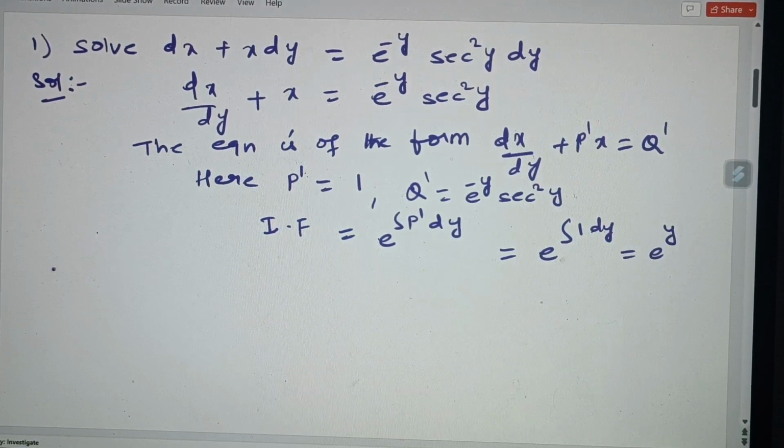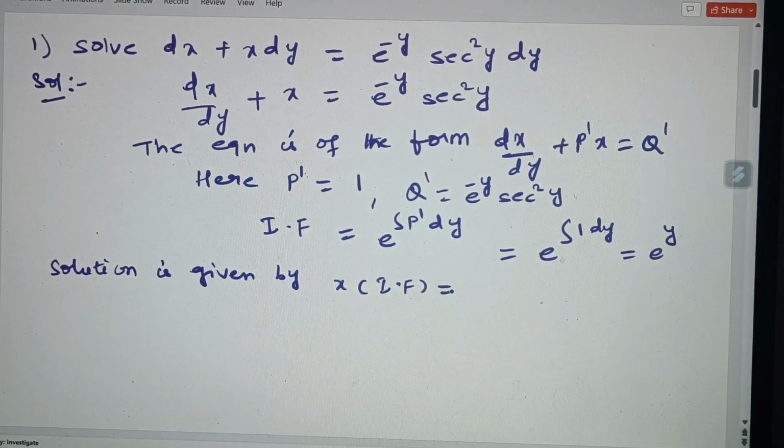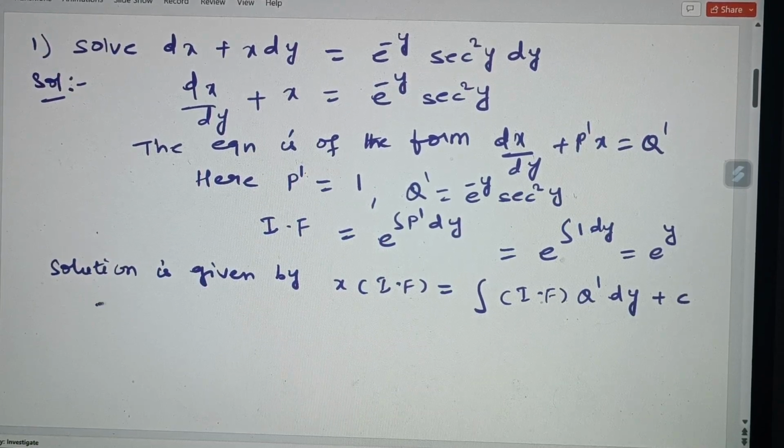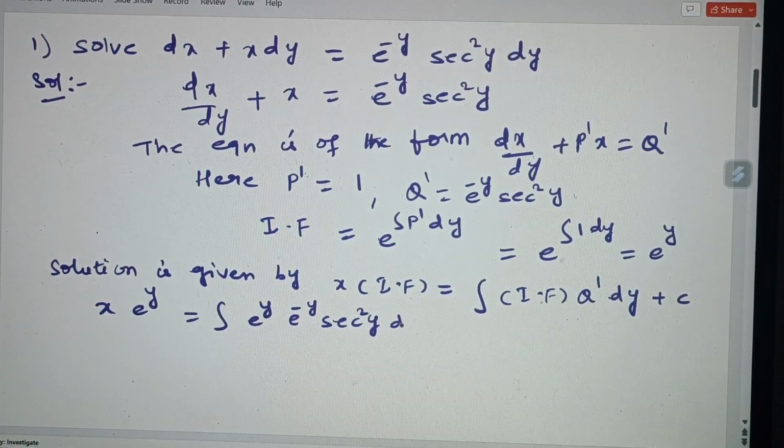उसके बाद क्या करना है? Solution निकालना है. Solution का formula क्या दिया है? Solution is given by x into integrating factor is equal to integral of integrating factor into q dash into dy plus c. Okay. So, x into what is the value of integrating factor? e raised to y is equal to what? Integral of integrating factor is e raised to y. Q dash का value क्या दिया है? e raised to minus y into sec square y into dy plus c you will be getting.